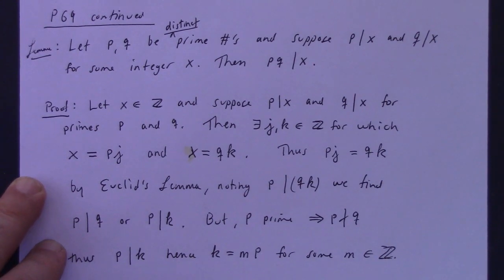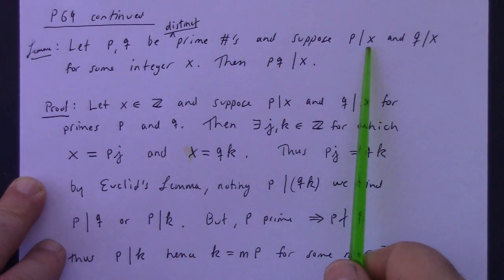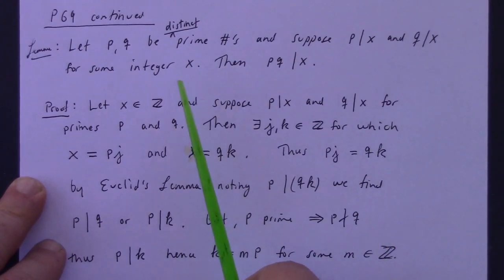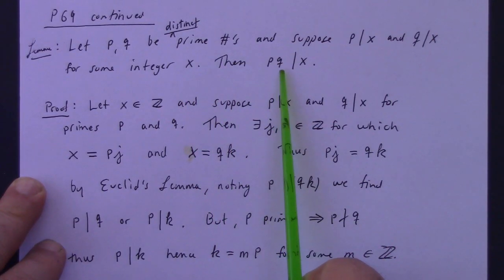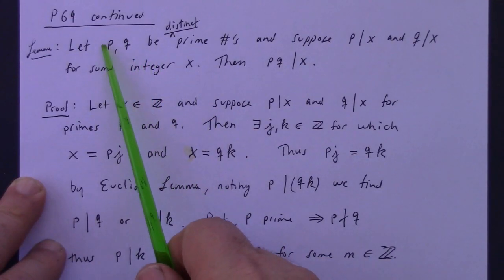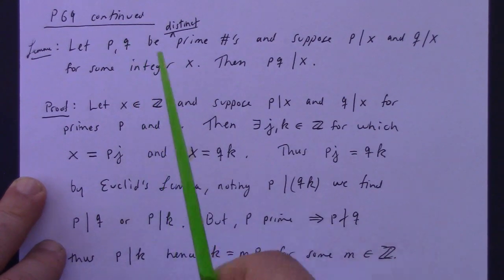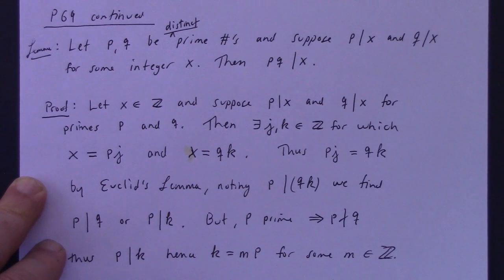Now, for problem 69, to further expand on my hint, here's a little lemma. If P and Q are distinct primes, and suppose P divides X and Q divides X for some integer X, well then PQ divides X. So that's a lemma. It's not true if P and Q are not prime. For example, if we took P equal to 60 and Q equal to 6, well, 60 and 6 both divide 60, but certainly 60 times 6, which is 360, does not divide 60. So this is only true if P and Q are primes.